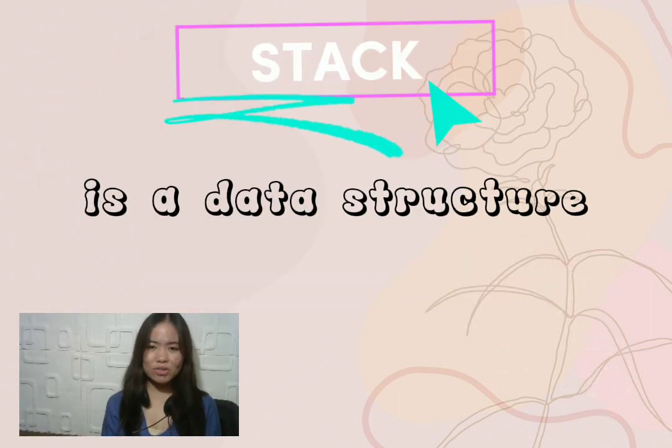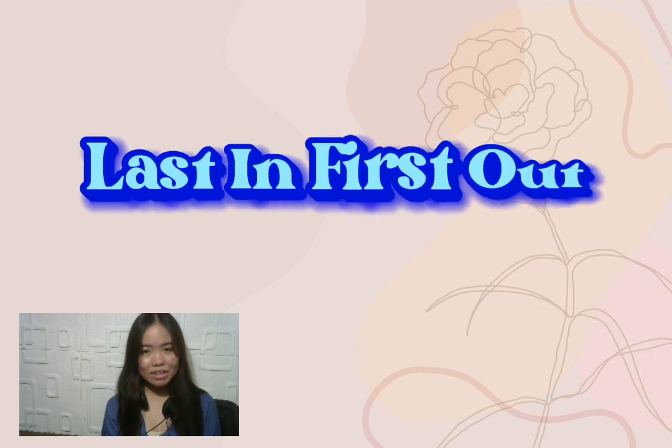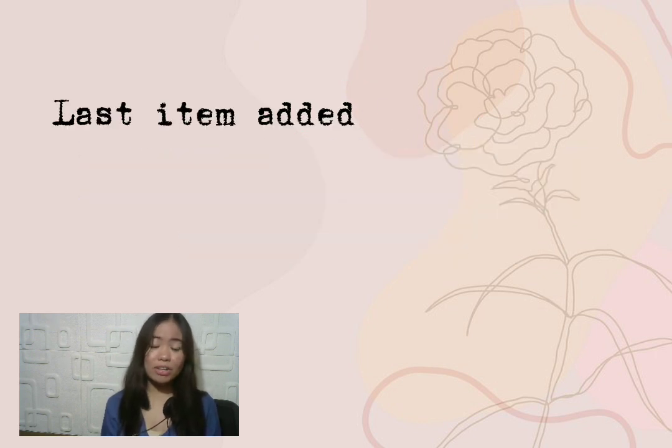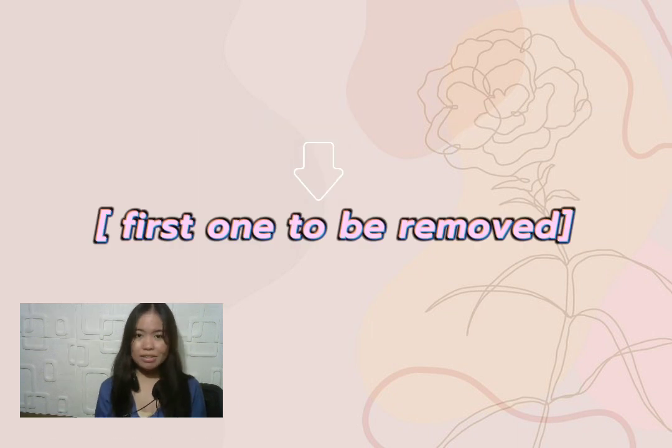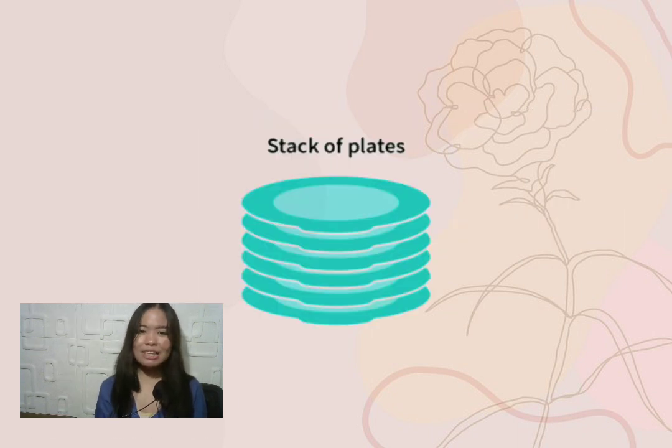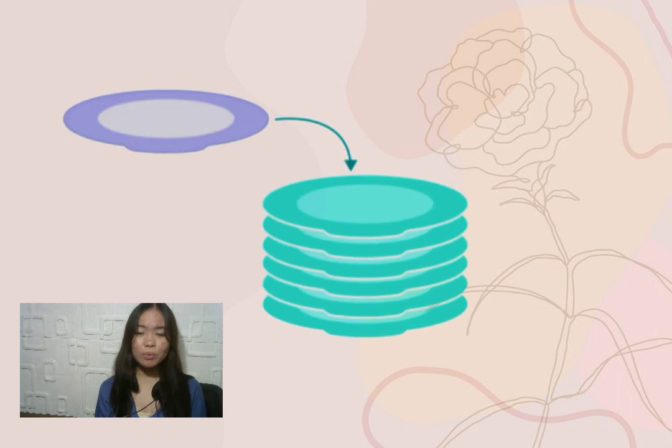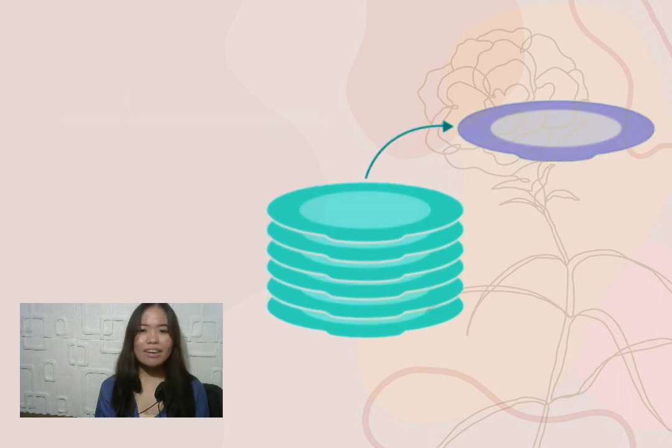But before we dive into the code, let's take a moment to define what a stack is. A stack is a data structure that follows the last in, first out principle. This means that the last item added to a stack is the first one to be removed. Think of it like a set of plates. The last plate you put on top is the first one you'll take off.